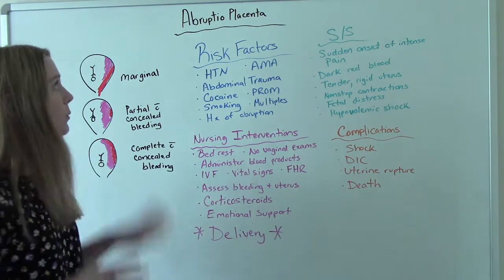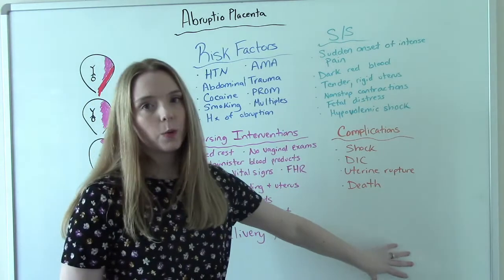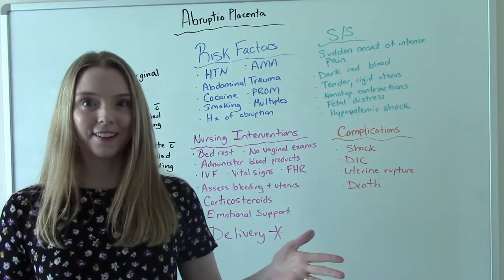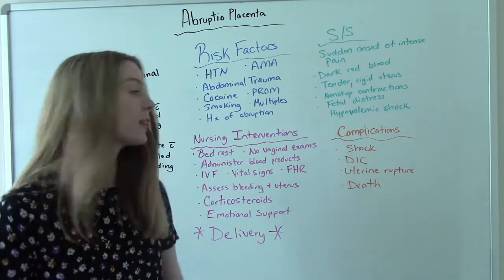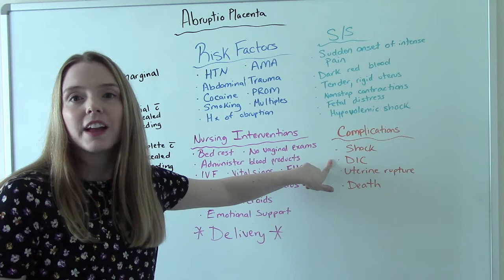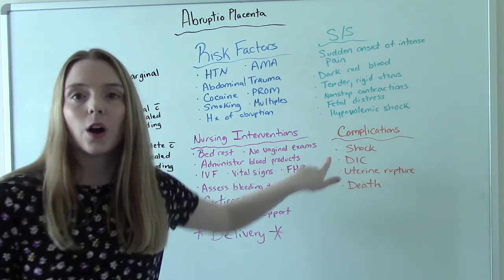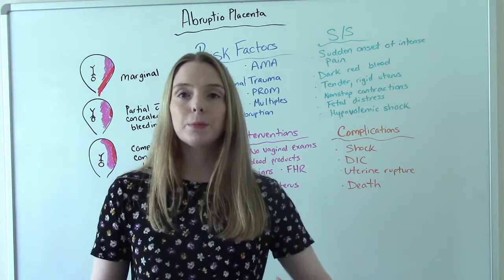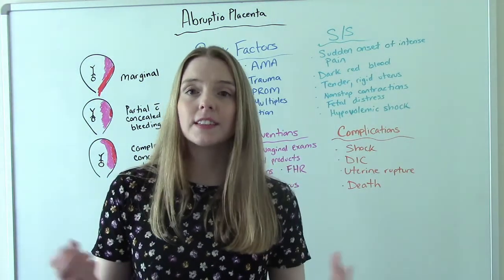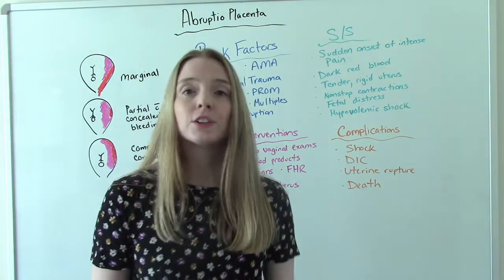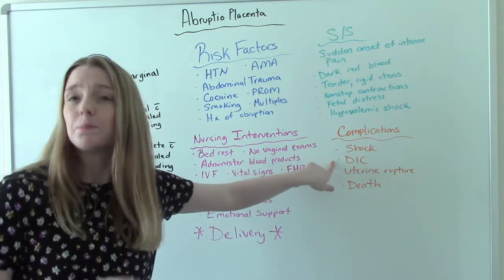The other big thing with this one are the complications, why it's so scary, okay? So shock, of course, we've kind of addressed that already, right? That one makes sense. DIC, so disseminated intravascular coagulation. So your clotting factors go crazy with this one, okay? And this is the people that are bleeding from their IV site, bleeding from their nose, even sometimes bleeding from their eyes, okay? So this could kill you. This is a big deal, okay?